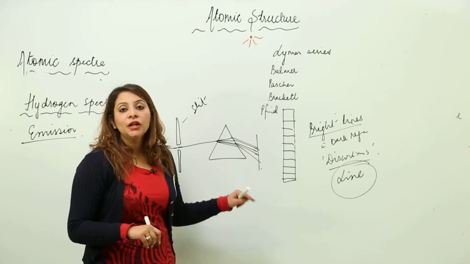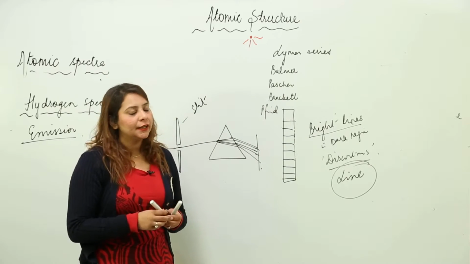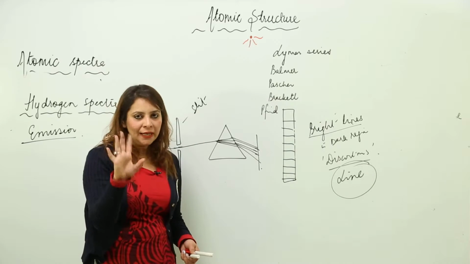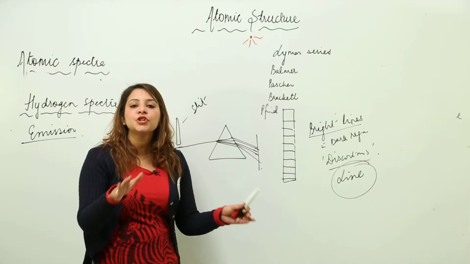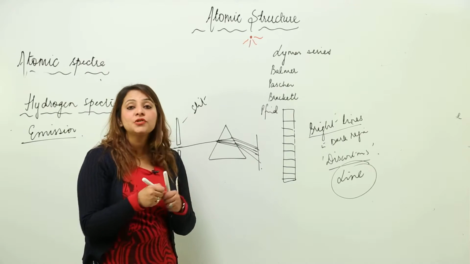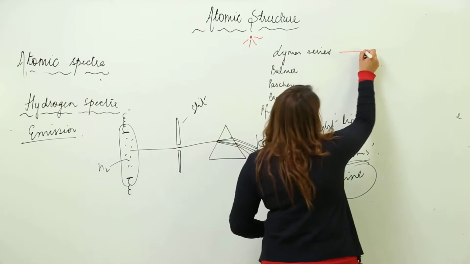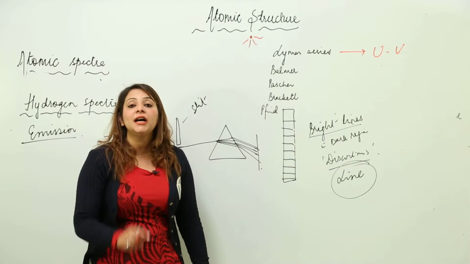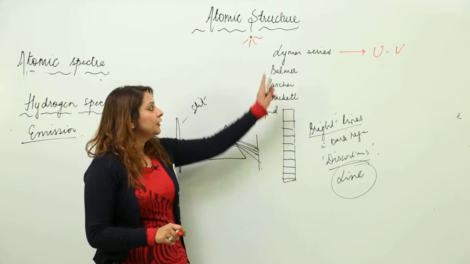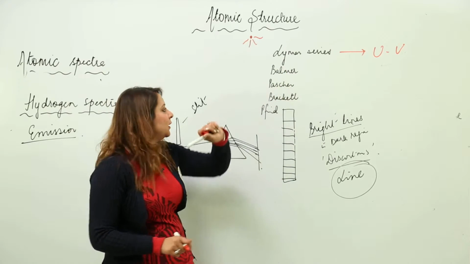So depending upon which region the lines are occurring in. Like Lyman series is not one line I am talking about, it is a matter of so many lines which are occurring in the Lyman region. And which region is called Lyman? The lines which are occurring in a region corresponding to the wavelength of the ultraviolet radiation. So those lines come under the Lyman series.